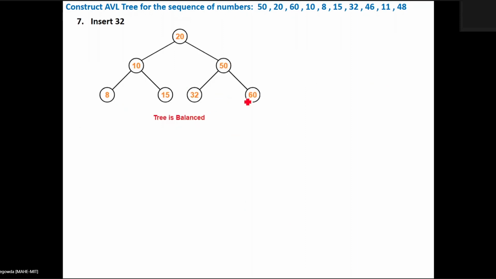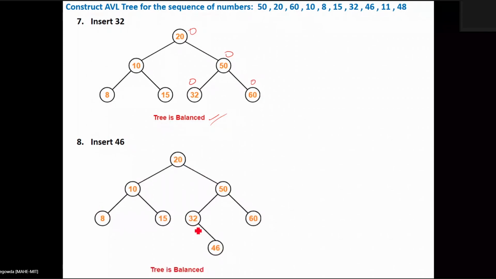If you calculate the balance factor for all these nodes, it is 0, 0, 0, and this is also 0. So the tree is balanced. Nothing to worry about. You can go and insert the next number, which is 46. Where exactly does 46 go? 46 is greater than 20, 46 is less than 50, then 46 is greater than 32, so this is going to become the right child of 32. So you will get this tree. Now check whether the tree is balanced or not.